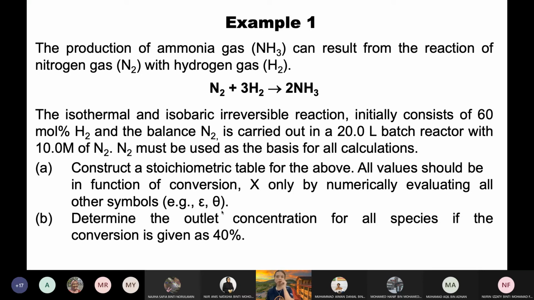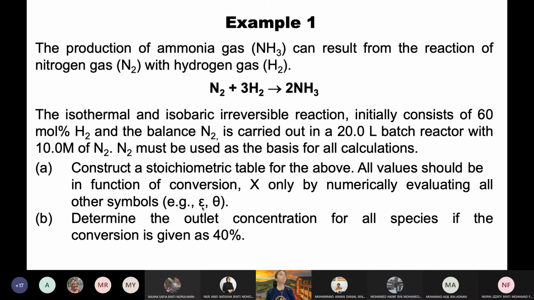So the question wants you to construct a stoichiometric table. So all values should be in the form of conversion only by numerically evaluating all other symbols, example epsilon, theta. Apa maksud ayat ni? Maksud ayat ni adalah they want us to do a table of which the entire table is in the form of numbers except for your X. Sebab tu dia kata in the function of conversion X. Maksudnya setiap simbol lain dalam bentuk nombor kecuali X sahaja yang kita biarkan. Kita tinggal dalam bentuk X. Okay? Sebab kita tak diberi nilai X untuk part A.